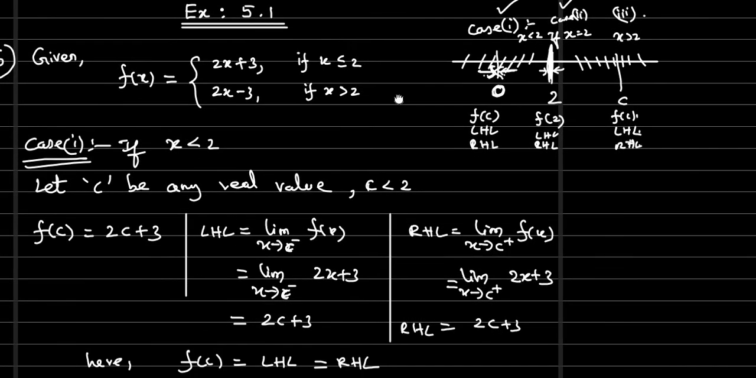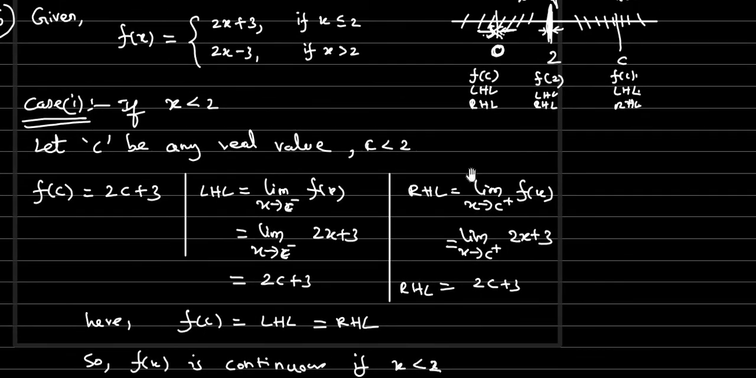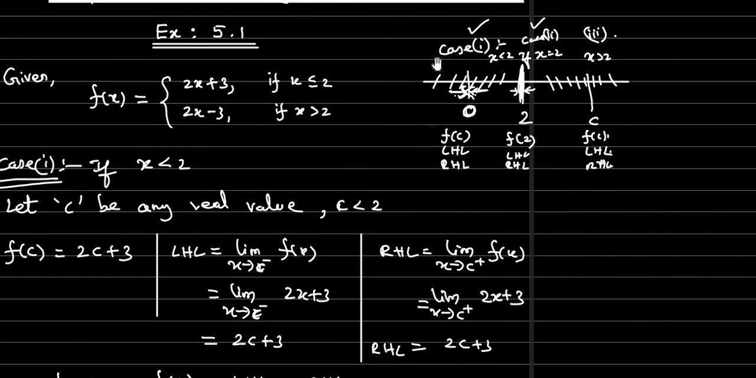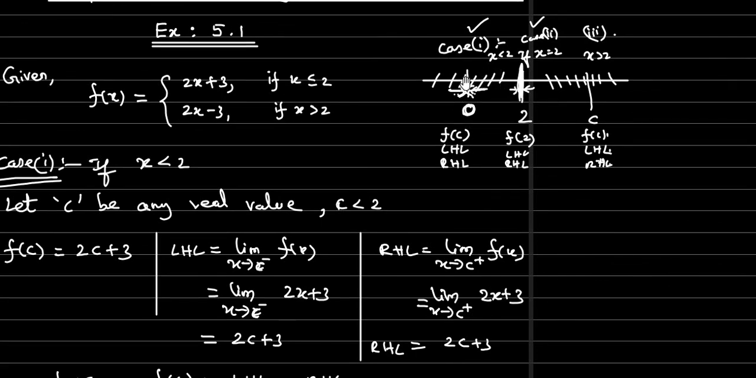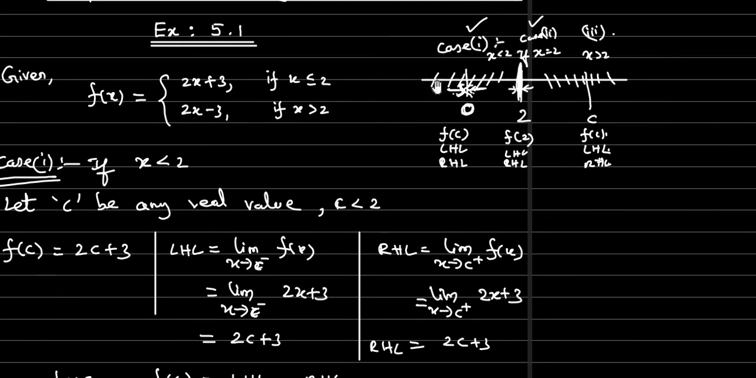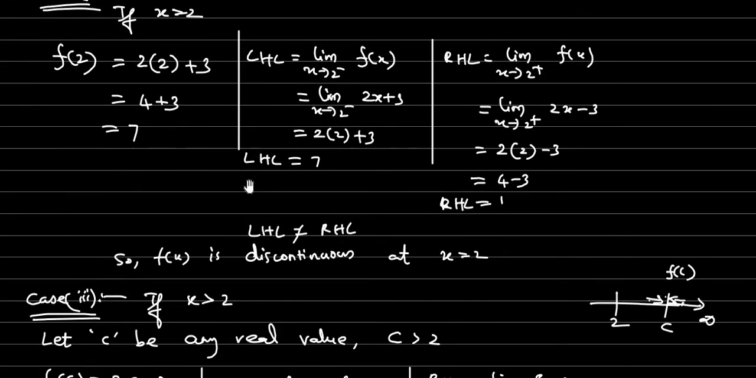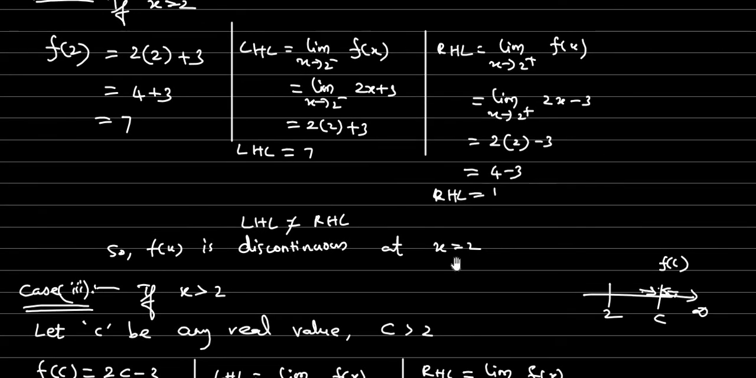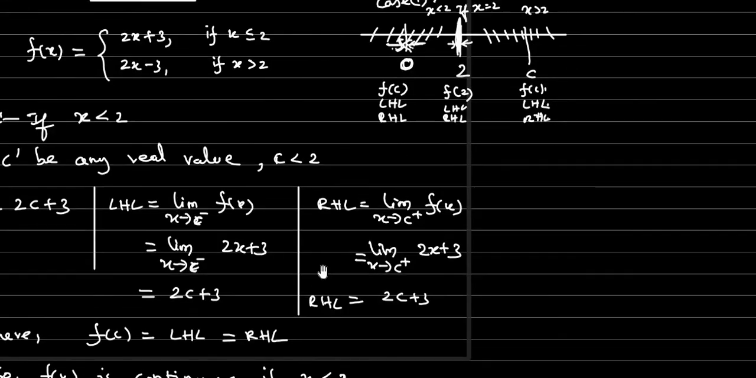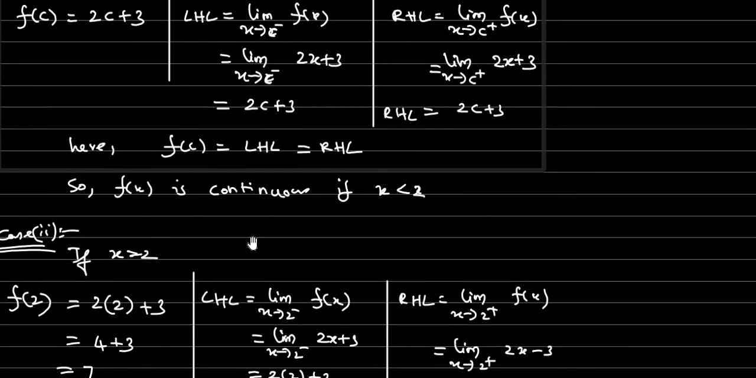So in case 1, what is the conclusion? f of x is continuous if x is less than 2. So for all the values, 0, 1, any real values, 0.5, 0.6, even negative values lying on this side, for any real value less than 2, the function is always continuous. And at x exactly 2, what solution did we get? Discontinuous. So the function is discontinuous at x equal to 2. Again, when we tested for x greater than 2, the function is continuous.